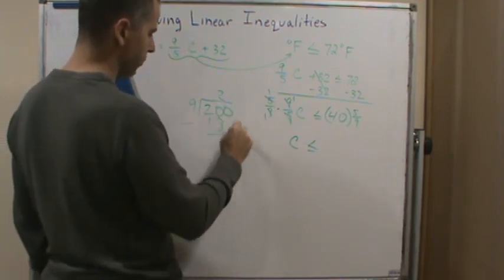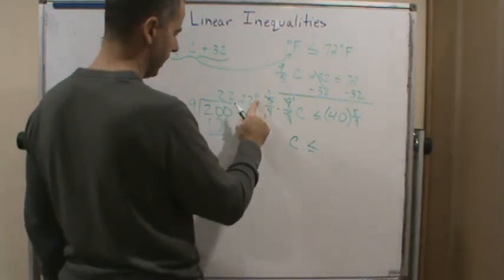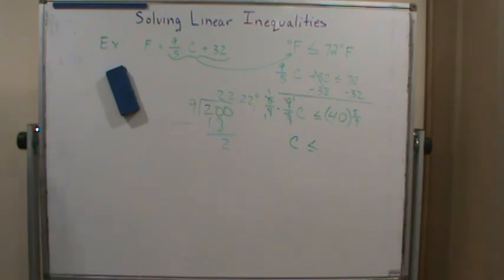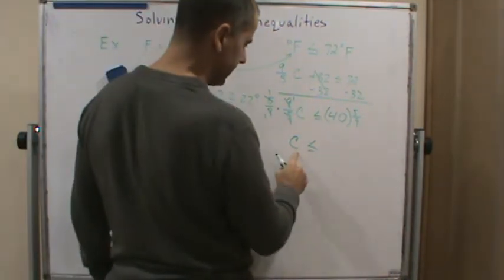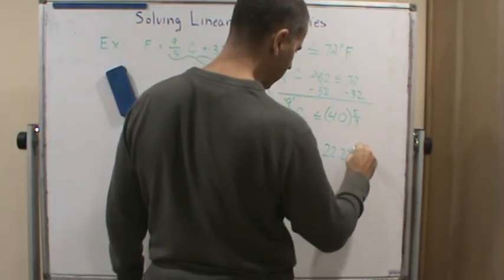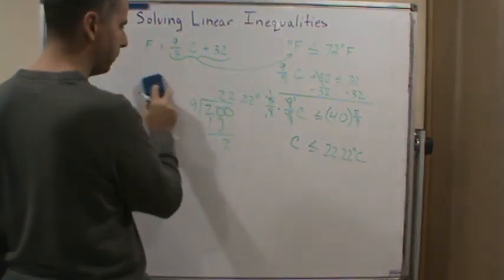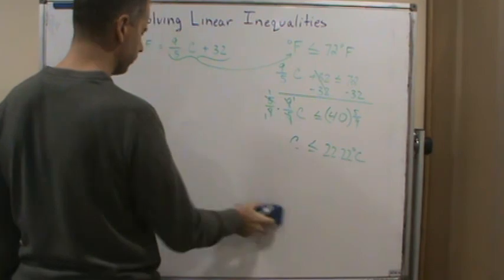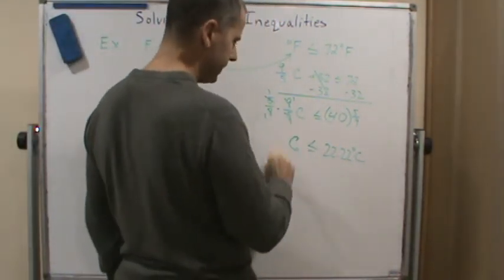So 18, 2, so I'm going to get 22.22 degrees it looks like. So we have C is less than or equal to 22.22 degrees Celsius. Now I'm going to put the units in there. And so the answer is this.